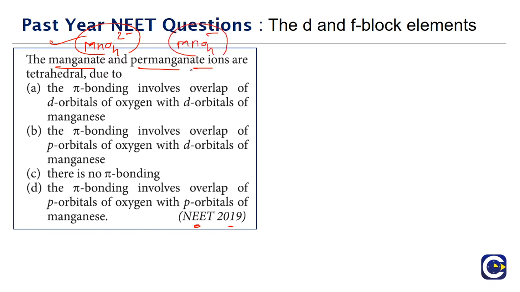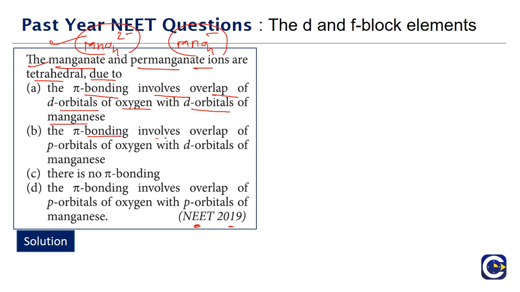MnO4-. The manganate and permanganate ions are tetrahedral due to, means they are themselves saying that both are what? Tetrahedral in terms of the shape. They are asking what is the reason for that. If you look at these options, what is option A saying? Pi bonding involving overlap of d orbitals of oxygen and d orbitals of manganese.